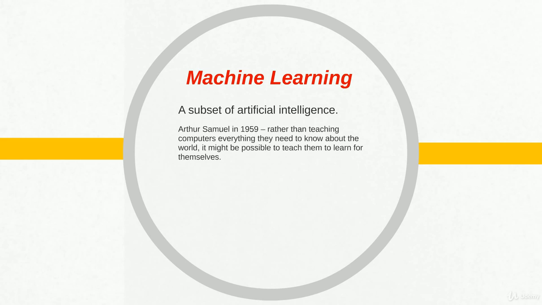In 1959, Arthur Samuel was really credited with the idea for machine learning. He decided that we could teach computers how to learn instead of trying to give them a large rule set or teach them every single little thing that they would need to know about the world. So this is more similar to how you and I think, and really began the route towards machine learning.